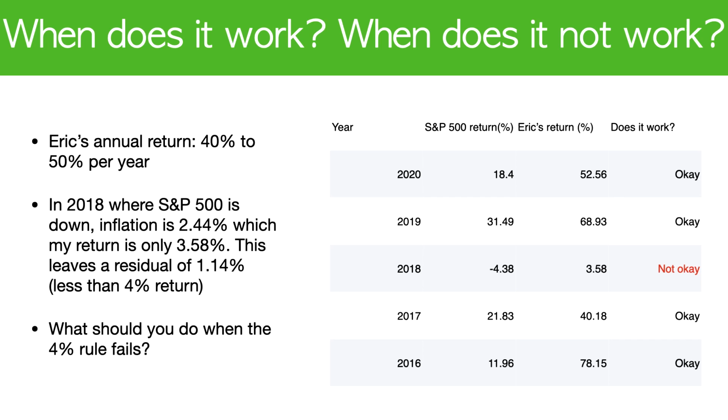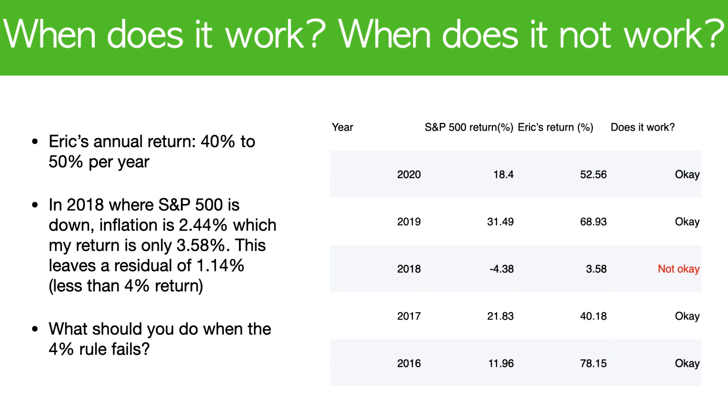Now, at this point, I also like to evaluate my own portfolio against this 4% rule to see if there is a situation where it doesn't work and what to do about it. In this case, I'm going to make it simpler because I only have been using the same strategy since 2016, so we're going to look at the last 5 years of data. In 2016, my return was around 78% using my strategy. 2017 is 40%. And 2018 was only 3.58%.